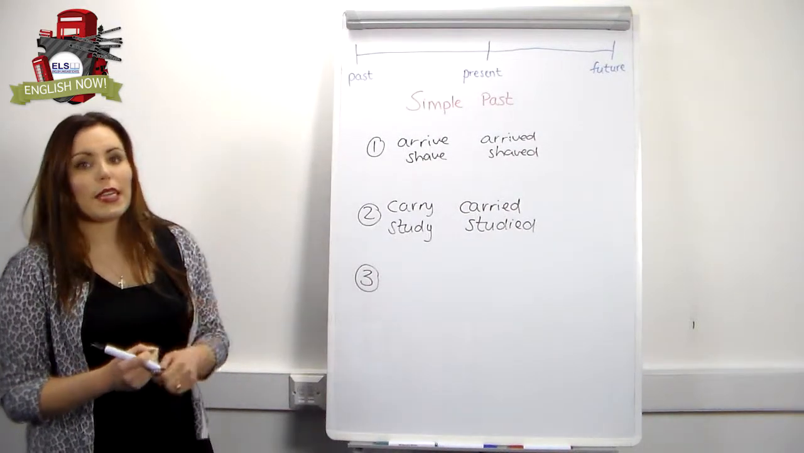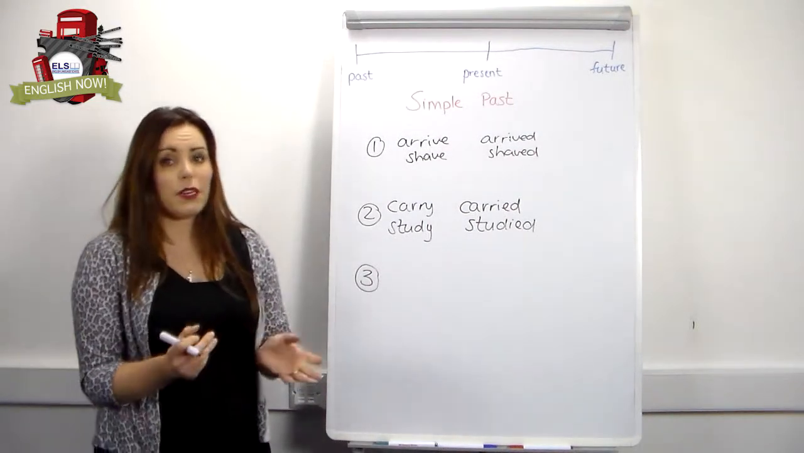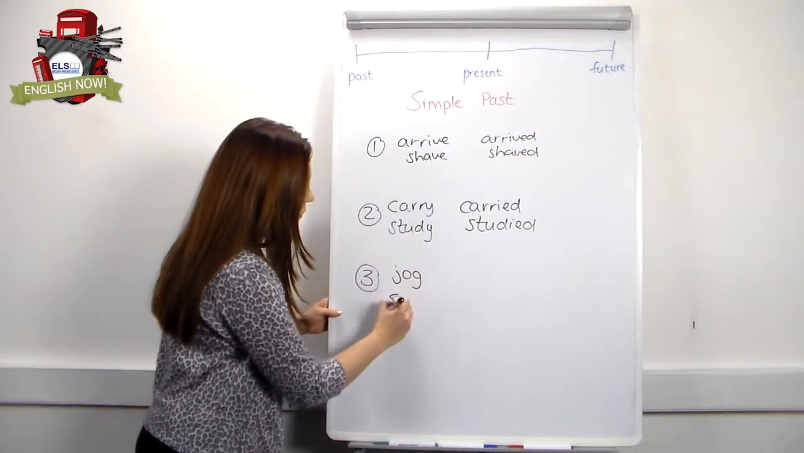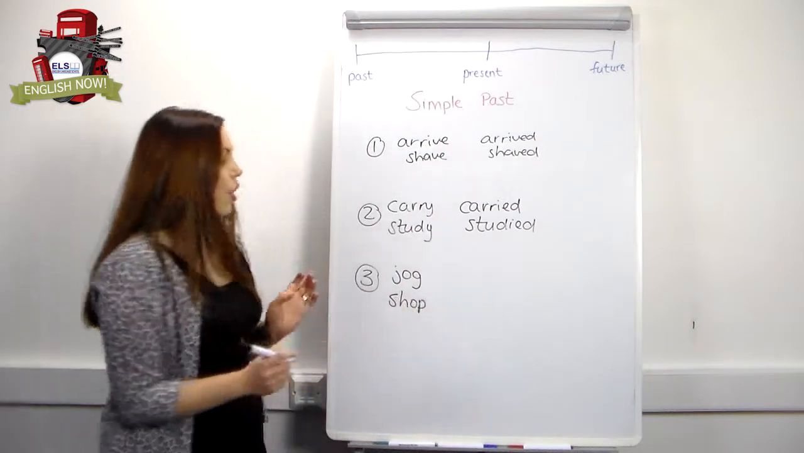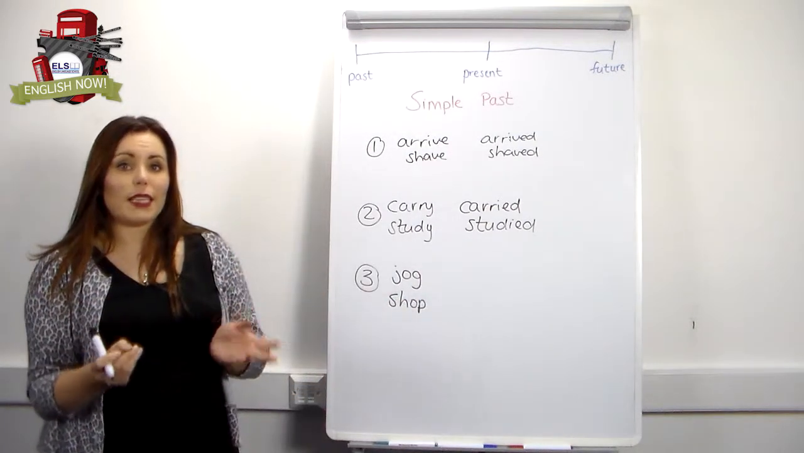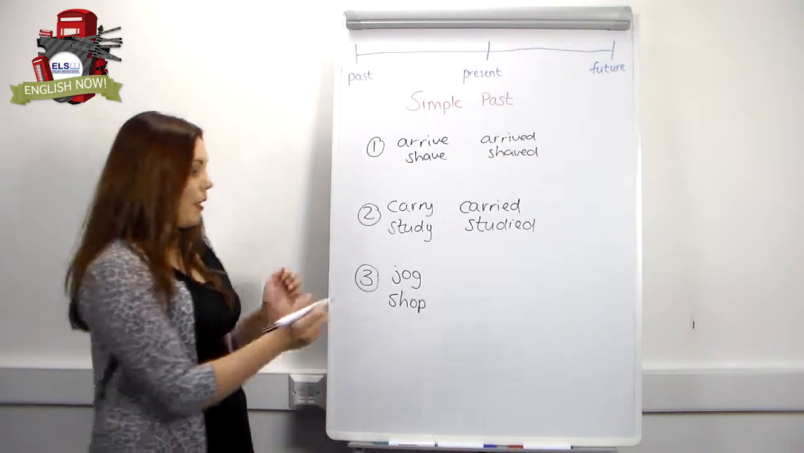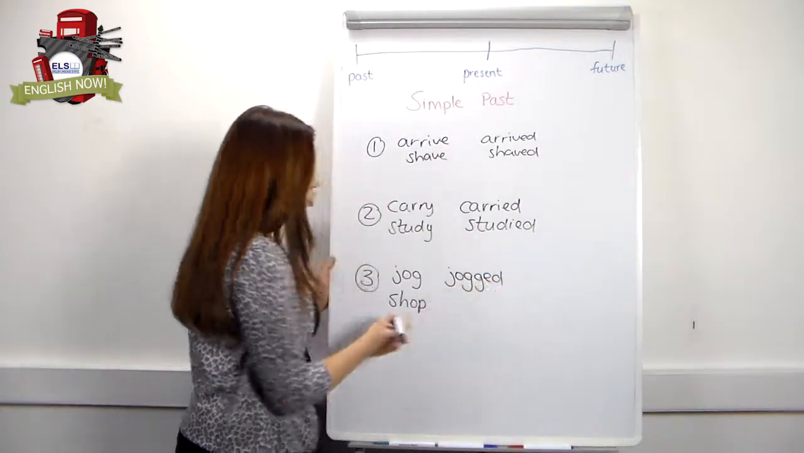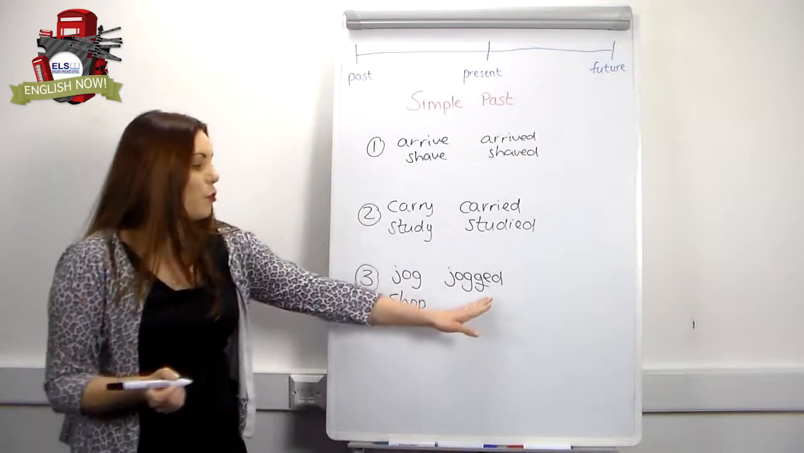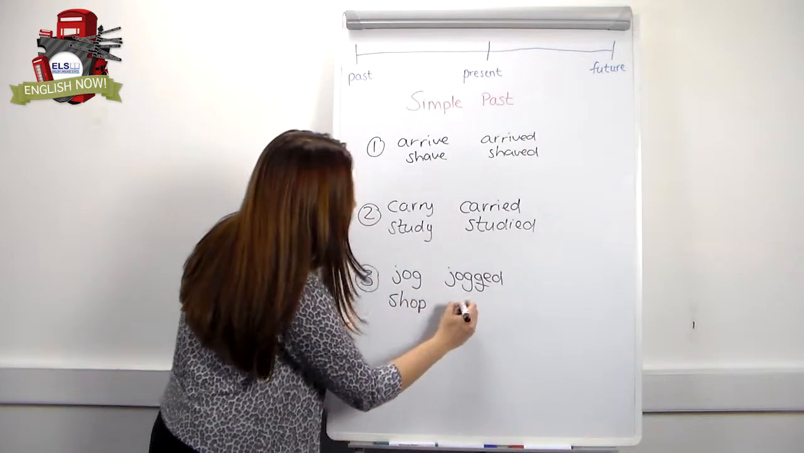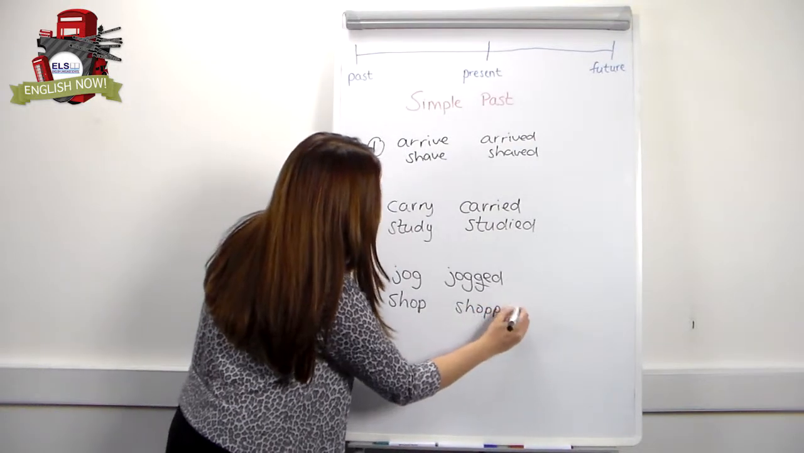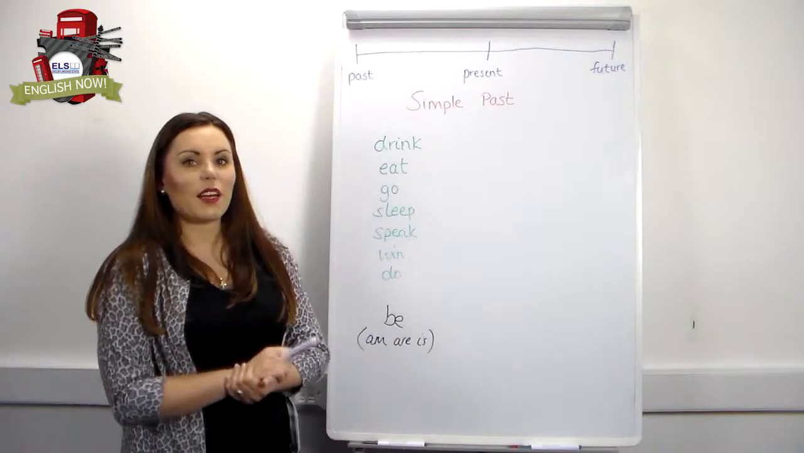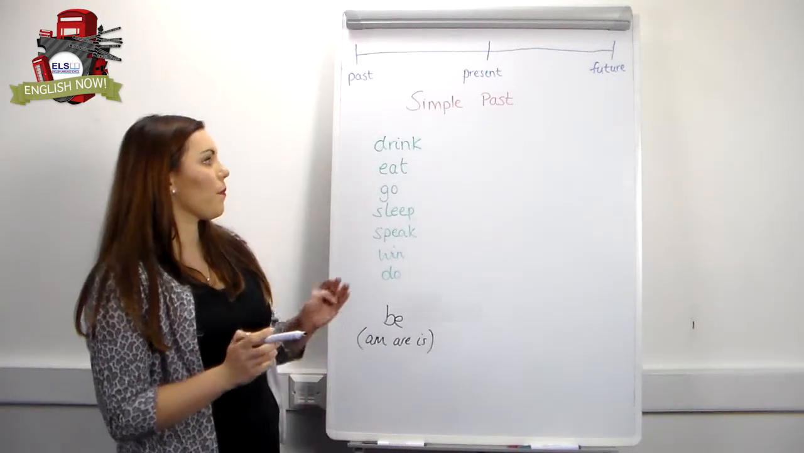The third rule is if the verb has a short vowel sound at the end, for example, jog or shop, before we add the ed, we must double the last letter. Jog becomes jogged, we've doubled the g, and shop becomes shopped. We've doubled the p.